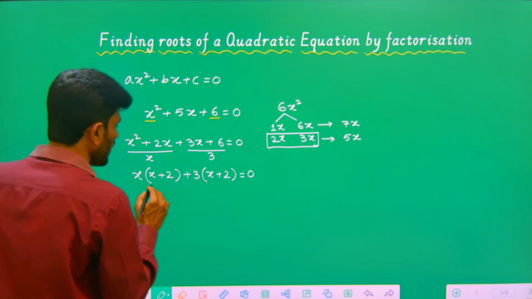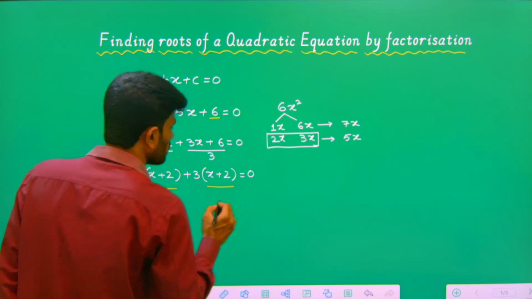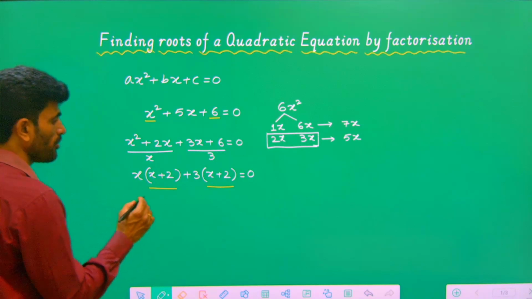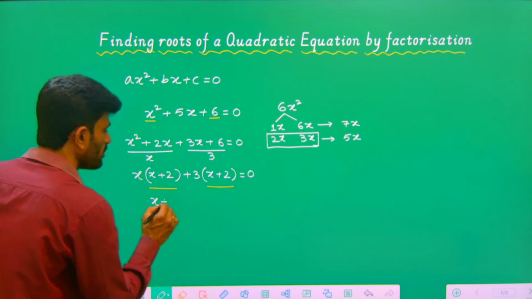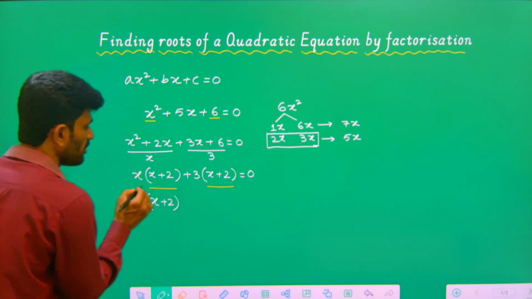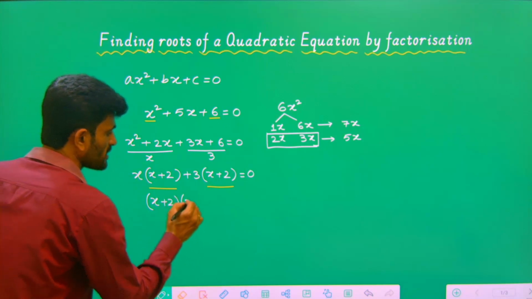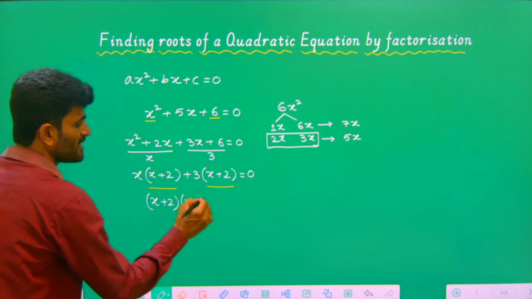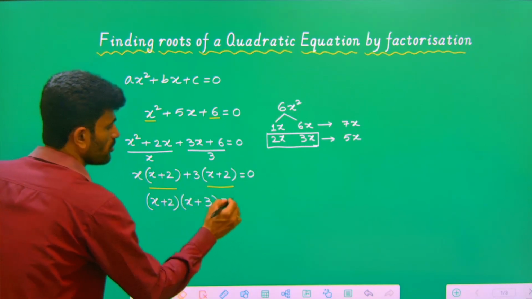Now by this we understand again that x plus 2 is common in both. Now what do we have to do? We have to take x plus 2 common. If you take x plus 2 common, what is left here? Here x is left. So within the brackets, x plus, here 3 is left. x plus 3 is equal to 0.